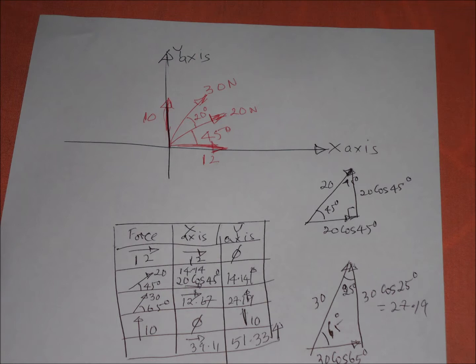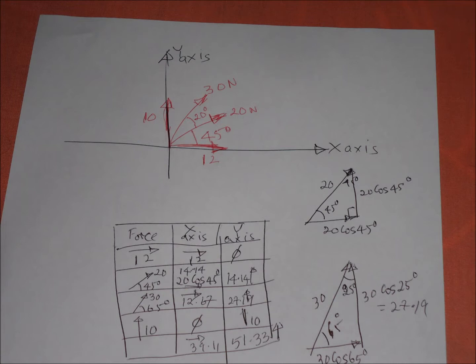Now let's continue with the other force, which is the vertical one, the last one listed there. The vertical one, along the y-axis, size 10. Now that is only along the y-axis, nothing along the x-axis. Therefore there will be 10 on the y-axis and 0 on the x-axis.